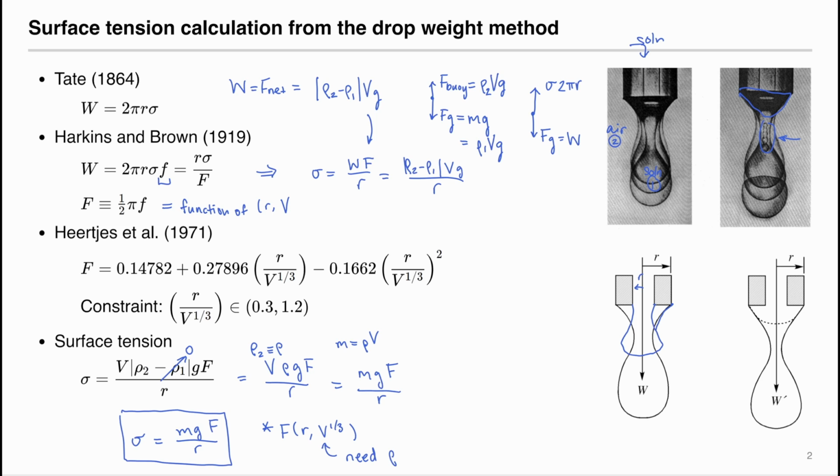Therefore, to determine the surface tension, we'll need the rho. We need to measure the droplet's density, rho, and the volume of each droplet, which can be replaced by mass. Because once we know mass and the density, we can know the volume. We should also know the nozzle radius, and we can know or assume the gravitational acceleration.